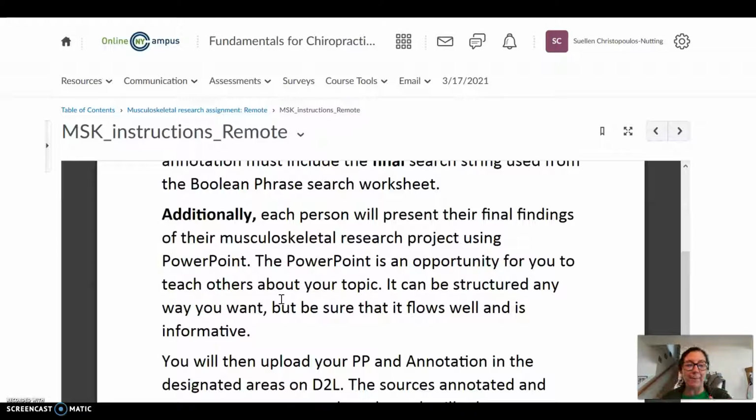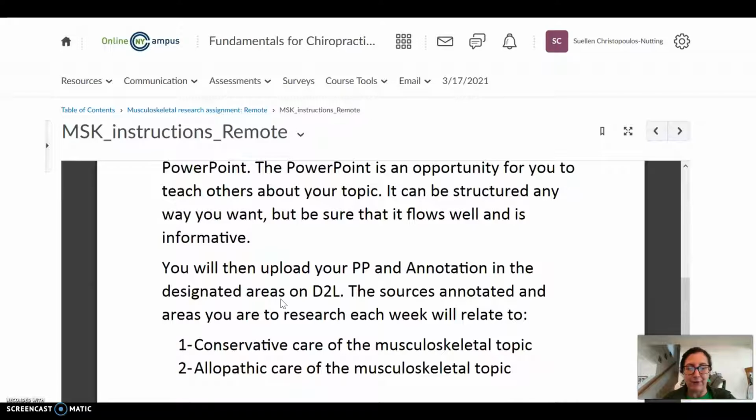This is really your opportunity and your chance to share any and all information that you found that was useful or interesting about your musculoskeletal topic. So that's why I have the PowerPoint, and then the annotation is strictly where you have to follow those 6 areas of research that we've been working on.